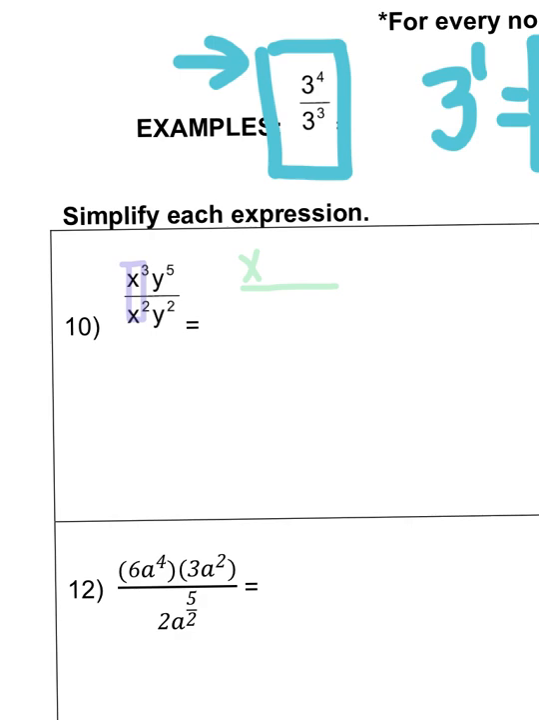Now look at the next one. We have y to the 5th and y to the 2nd. We'll subtract because we're dividing, so that will be y to the 3rd power. It will go in the numerator. There's nothing in the denominator except a 1. So now that is my simplified answer.